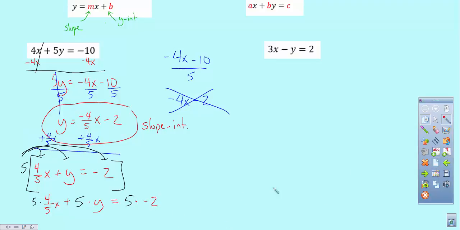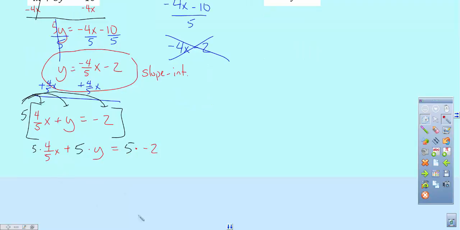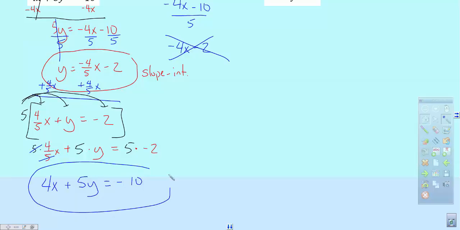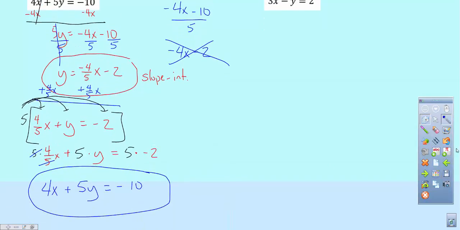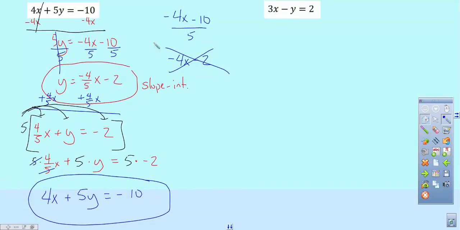So when I simplify that and get to my final answer, on the first term I'd have a 5 on top and a 5 on the bottom. That would give me 4x plus 5y equals negative 10. Now when we go back to the beginning and look at what we started with, you can see that we started with 4x plus 5y equals negative 10. And so now I'm back in standard form.